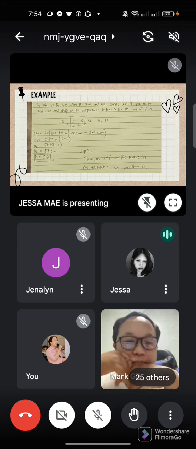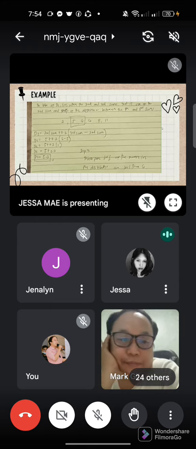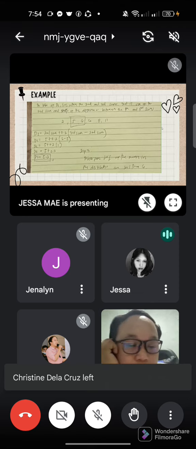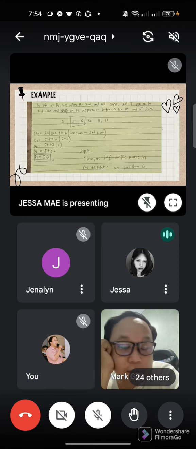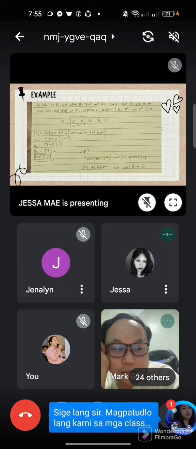Decile 2 is equals to 5 plus 0.2 times 6 minus 5, we have here 1. Decile 2 is equals to 5 plus 0.2 times 1, the same pa rin siya, magiging 0.2. For our final answer, we have decile 2 is 5.2, which is 5 plus 0.2. For our step 3, for the interpretation, we have therefore 20% of the scores in the distribution are less than 6.